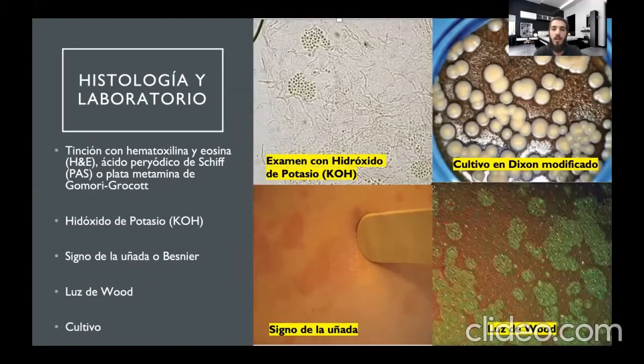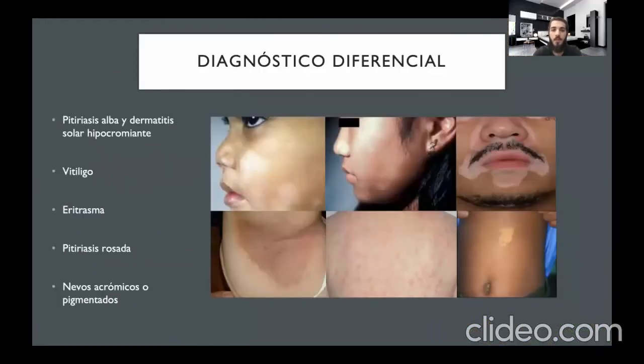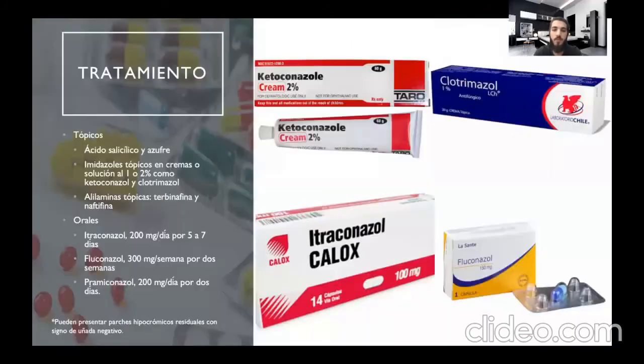Special media are required for culture, and they are rarely obtained since the diagnosis is usually clinically suspected and can be confirmed by KOH preparation. Differential diagnosis includes pityriasis alba, hypochromic solar dermatitis, vitiligo, erythrasma, and achromic or pigmented nevi.